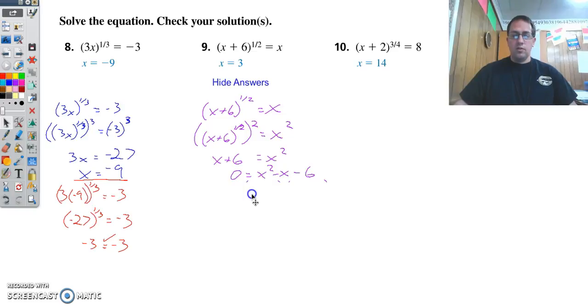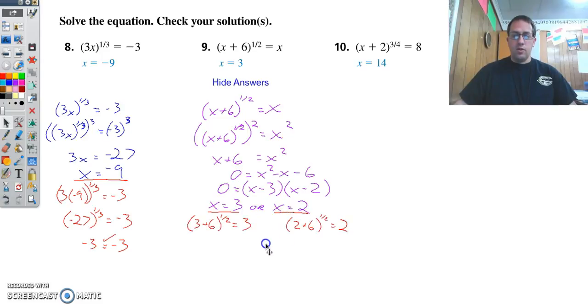Set everything equal to 0. We have x squared minus x minus 6. Again, that will factor out fairly nicely. Set both factors equal to 0 and solve, and we end up with x equals 3 or x equals 2. We need to take those, plug those back in, see if they work. So here they're both being plugged back in.